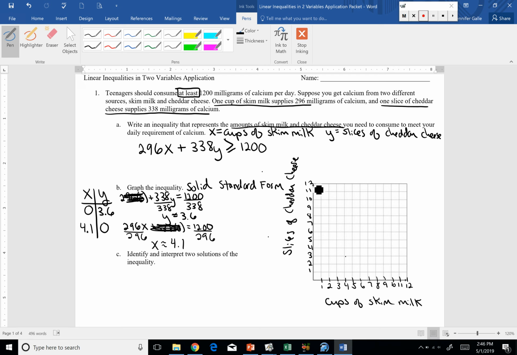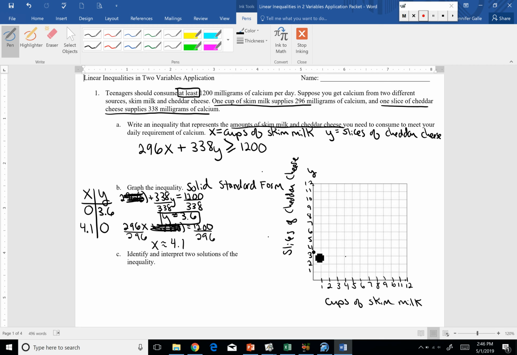All right, so we've got our graph labeled. Now we need to graph our intercepts. We had that y was 3.6. So on the y-axis, I need to go 1, 2, 3, and then 0.6, that's just a little bit more than a half. And you do the best you can with that.